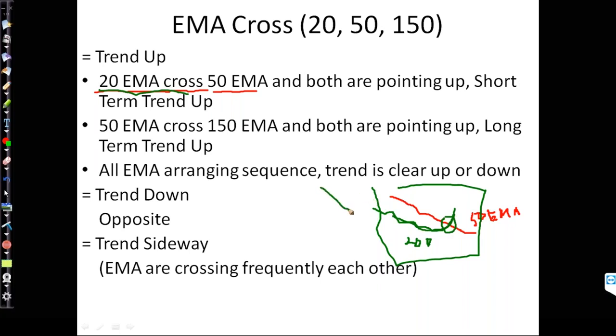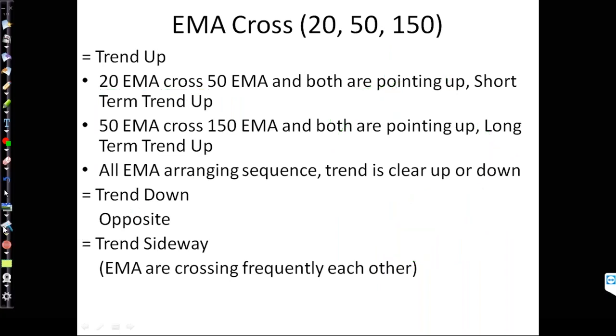That means previously the trend was down. When the 20 exponential moving average intersects the 50 moving average from below to upside, we confirm that the trend has changed. Similarly, the opposite: when the 20 moving average crosses below the 50 moving average, we confirm this is a downtrend.